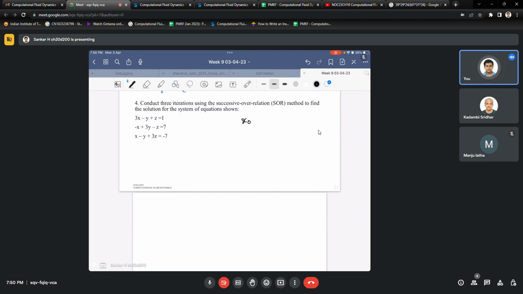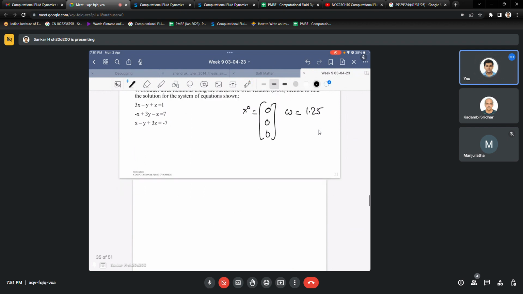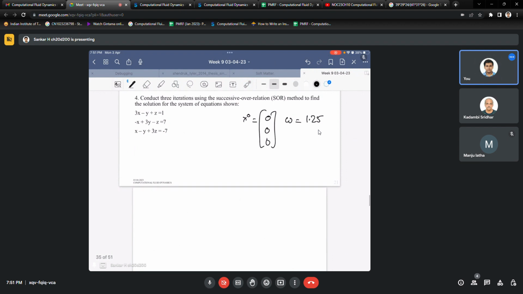I'll write the initial guess of x naught as 0, 0, 0, and I'll use the relaxation factor omega to be 1.25. I have not shown that in the question over here, but I've used this one to perform my calculations. So how does the successive over relaxation work? It's basically an in-between of Gauss-Seidel and Jacobi iteration.